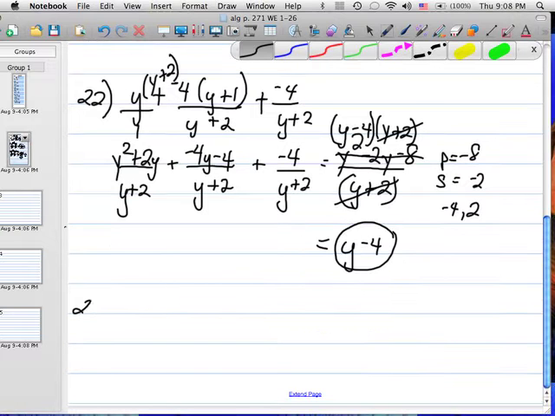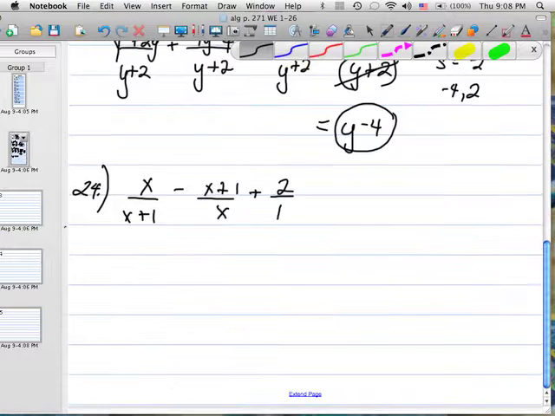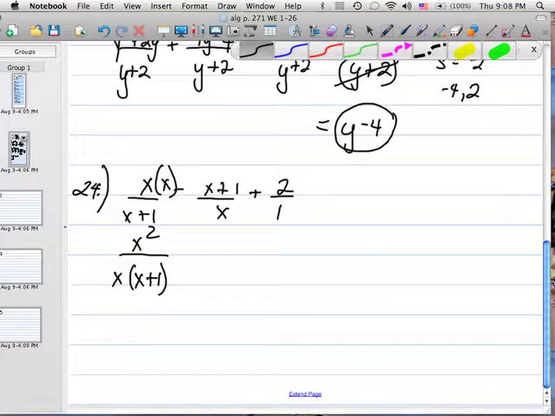Problem number 24. We have x over x plus 1 minus x plus 1 over x plus 2, and that would be over 1. Least common denominator has to have an x plus 1 and an x. So it's x and x plus 1. We'll multiply that one by x squared. Make this plus a negative x and a negative 1. And we're going to have to multiply that by x plus 1.